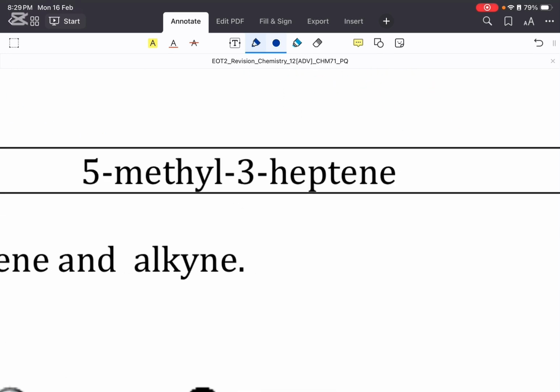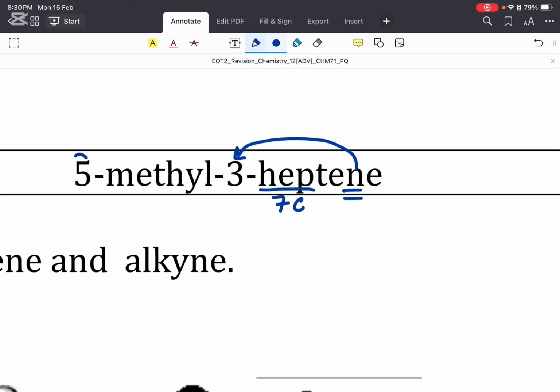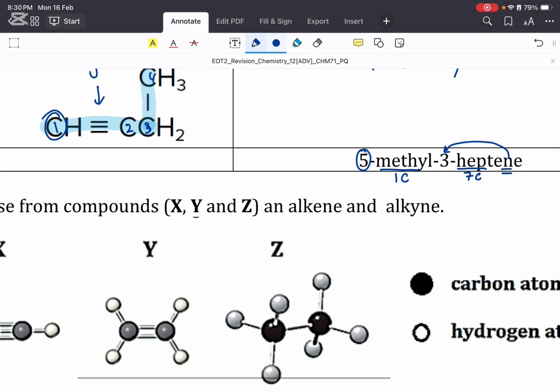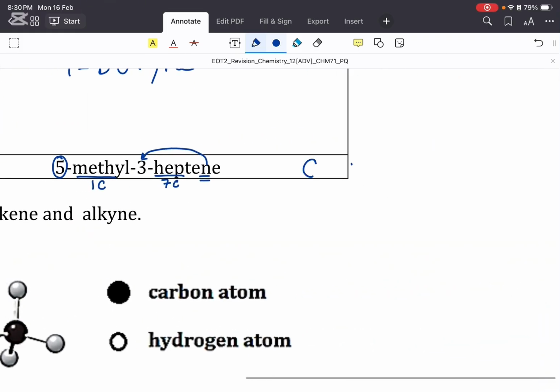5-methyl 3-heptene. Let's first understand this. I have a double bond. I have 7 carbons, and the double bond is on the third of those 7. And on the 5th carbon, there is a 1 carbon chain. Meth is 1 carbon. So let's draw 7 carbons over here. 1, 2, 3, 4, 5, 6, and 7.